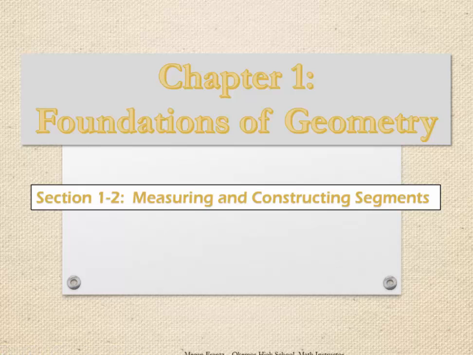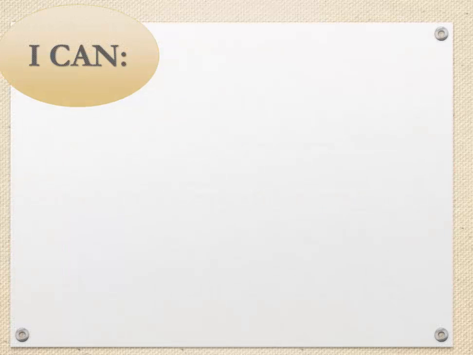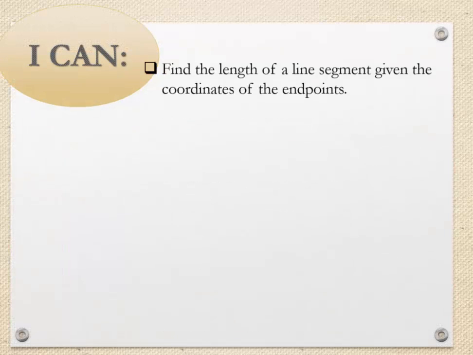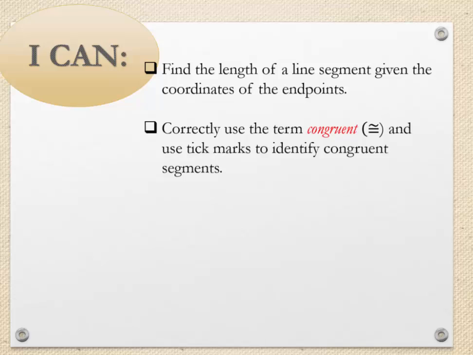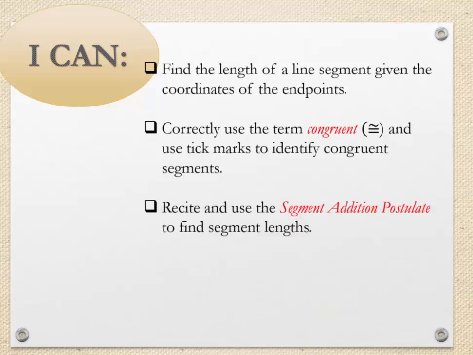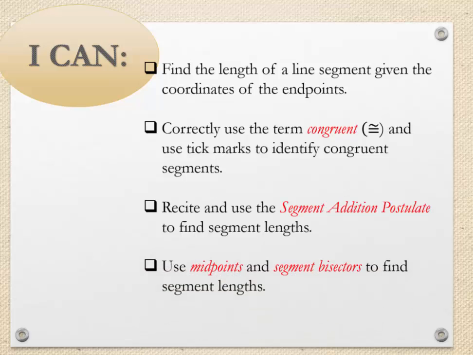All right, Chapter 1, Section 2, Measuring and Constructing Segments. At the end of this lesson, you should be able to find the length of a line segment given the coordinates of the endpoints. You should be able to correctly use the term congruent and to use tick marks to identify congruent segments. You should be able to recite and use the segment addition postulate to find segment lengths. And you should be able to use midpoints and segment bisectors to find segment lengths.